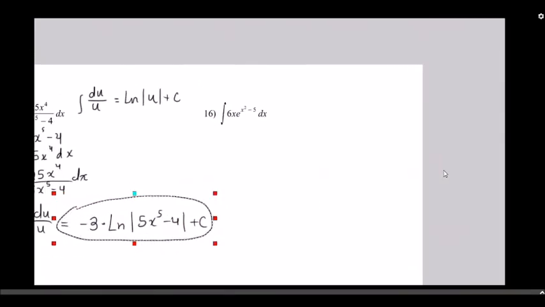And then it looks like 16 is going to be a lot like number 14. We're going to set up another situation where we have the integral of e to the u du is just equal to e to the u plus c. So this is going to be my u term, so I can set up an e to the u situation. So u is equal to x squared minus 5, du can be 2x dx.